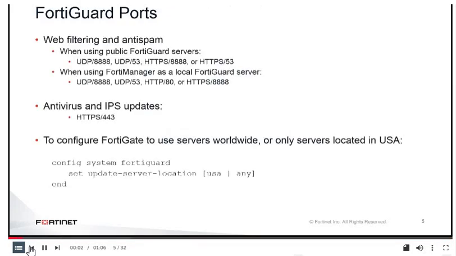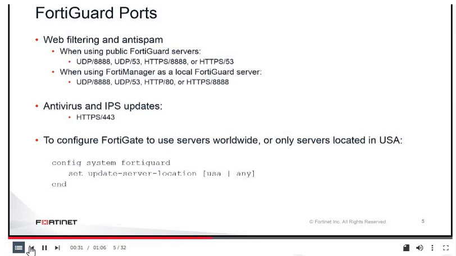FortiGate uses different ports for rating services, such as web filtering and anti-spam, and for update services, such as antivirus and IPS. In the case of rating services and when communicating with public FortiGuard services, FortiGate uses one of these ports: UDP port 8888, UDP port 53, HTTPS port 8888, HTTPS port 53.